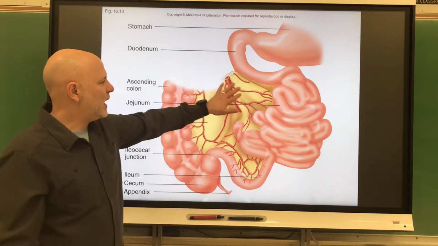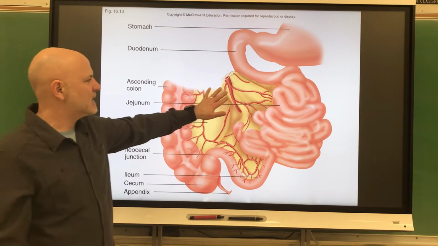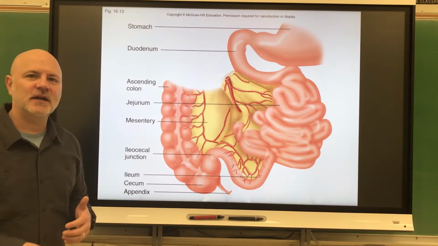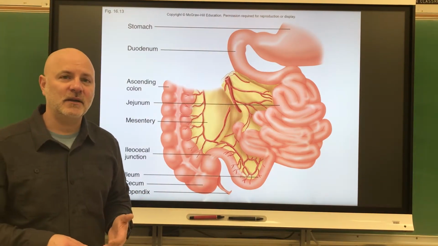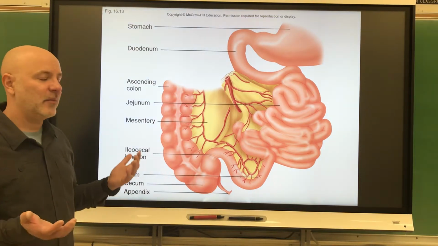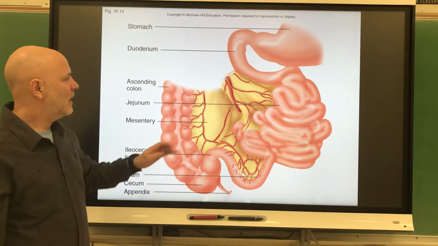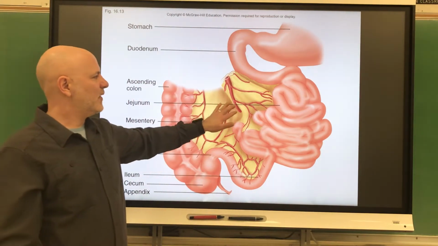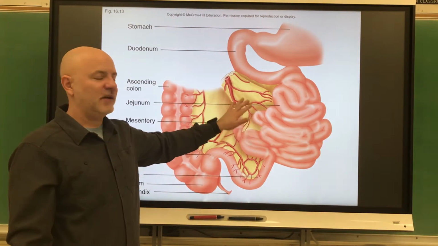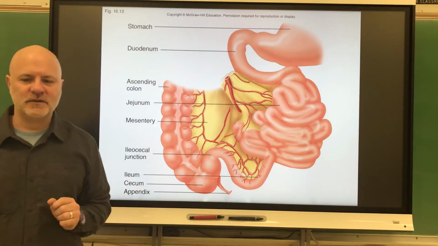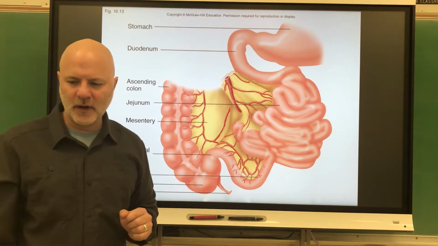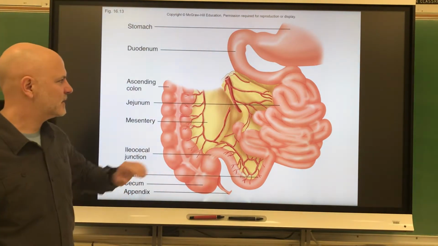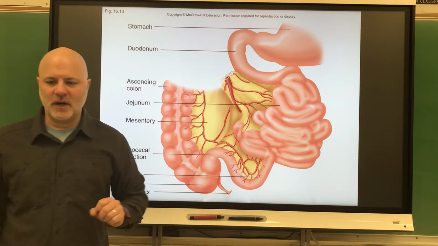Now there is a membrane associated with this, and that is called the mesentery. So the mesentery is a double layer fold of peritoneal membrane. So peritoneal membrane is a serous membrane. It suspends the small intestine, and it also supports blood vessels, nerves, and lymphatic vessels to the small intestine. All right, so not an actual part of the small intestine, but strongly associated with it.